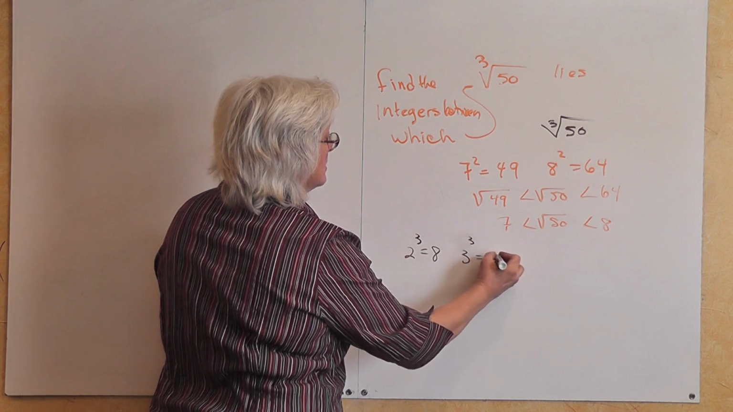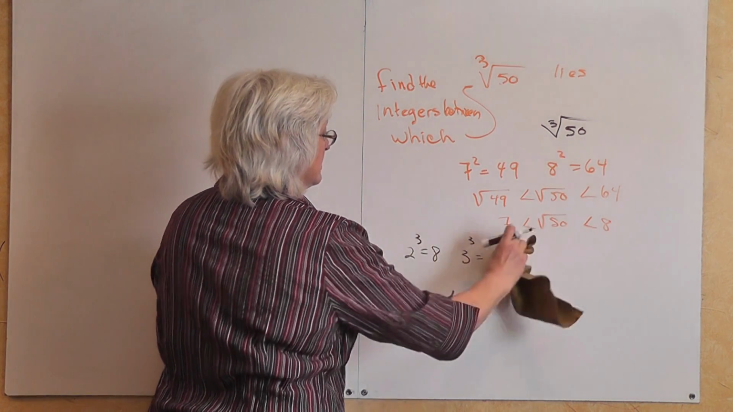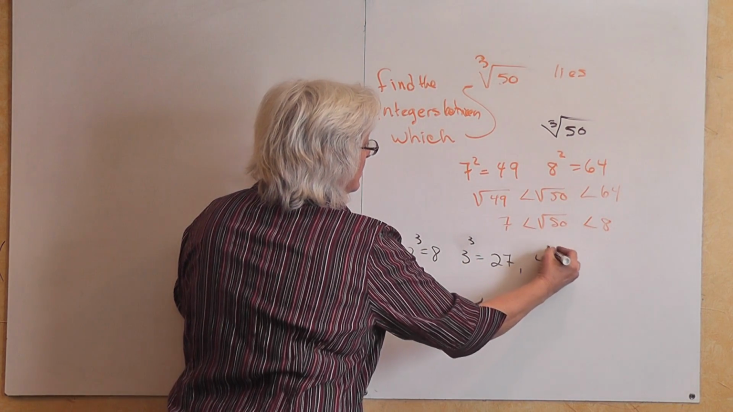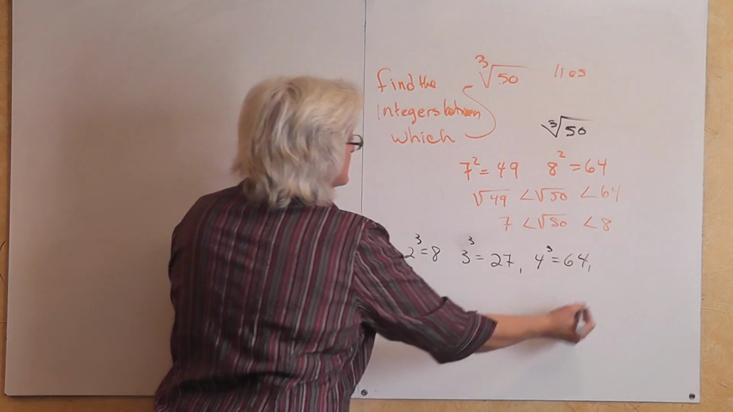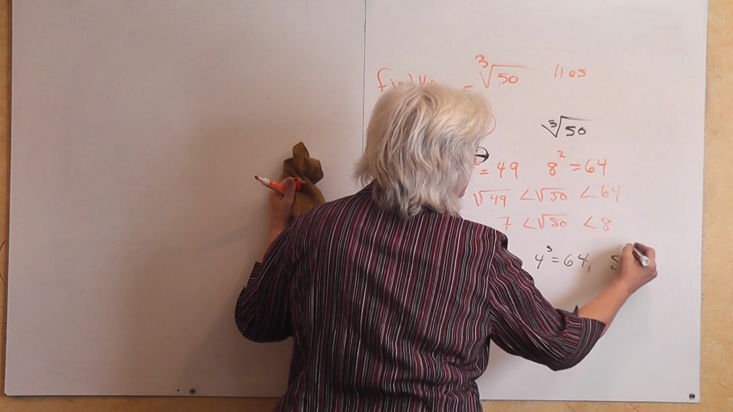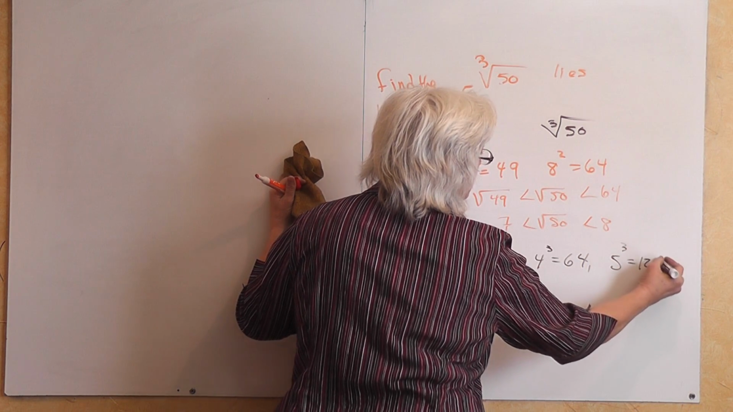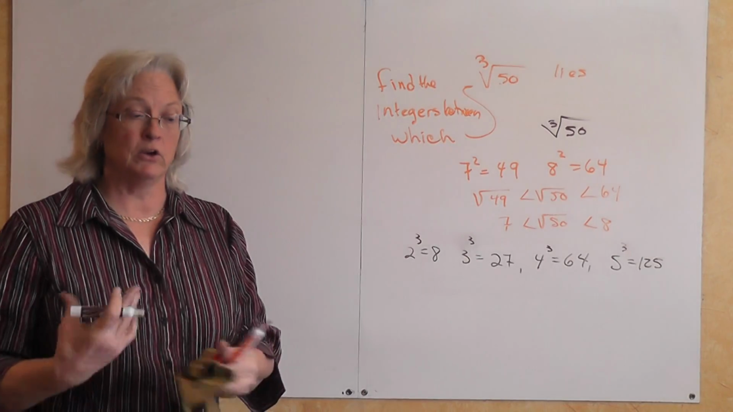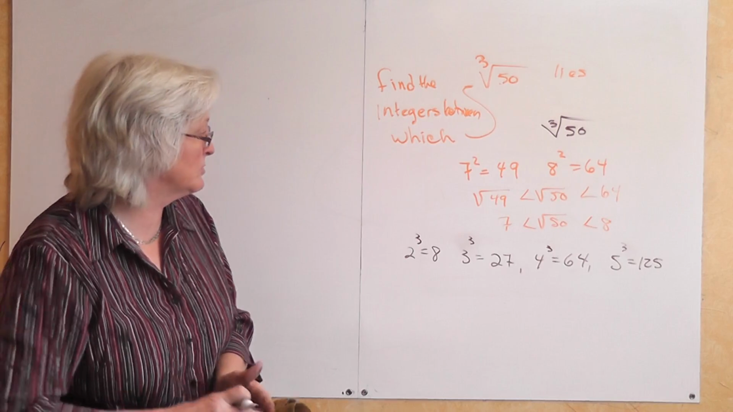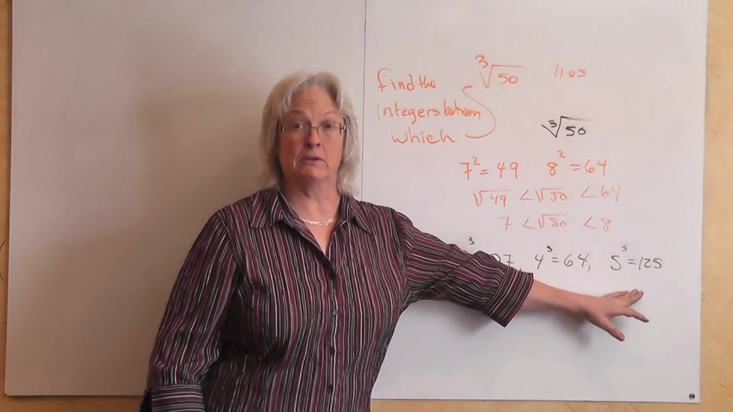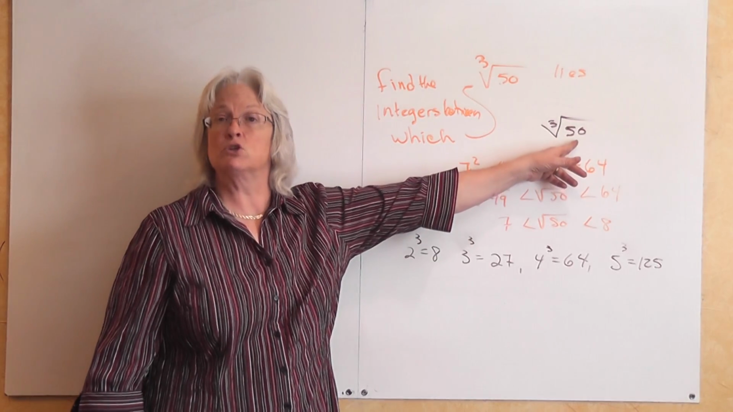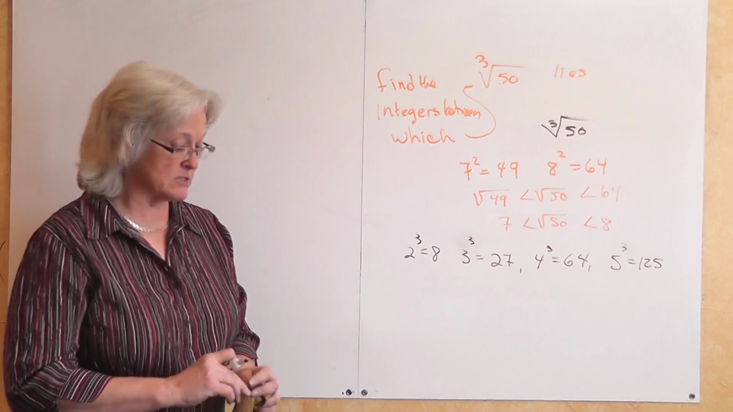3 cubed is 27. 4 cubed is 64. 5 cubed is 125. You don't have to learn as many of the perfect cubes as you did perfect squares because the numbers very rapidly get pretty big, don't they? What are we trying to find? We're trying to find the integers between which the cube root of 50 lies.